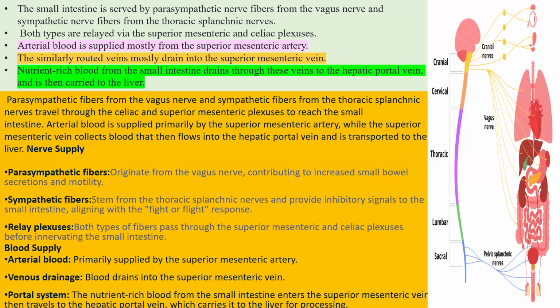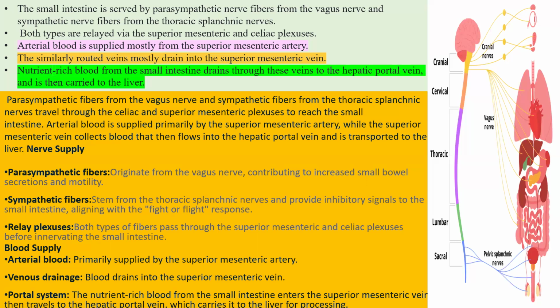Arterial, oxygenated blood is supplied primarily by the superior mesenteric artery, while the superior mesenteric vein collects blood. The nutrient-filled blood then flows into the hepatic portal vein, and it is transported to the liver. So that blood, nutrient-rich blood from the small intestine, is drained through this vein to the hepatic portal vein and then carried to the liver.